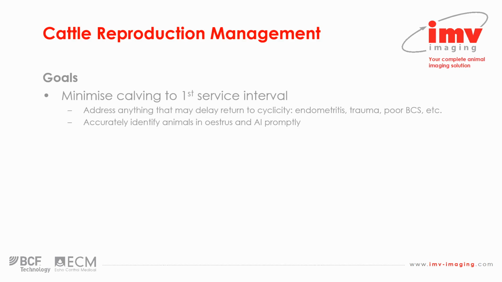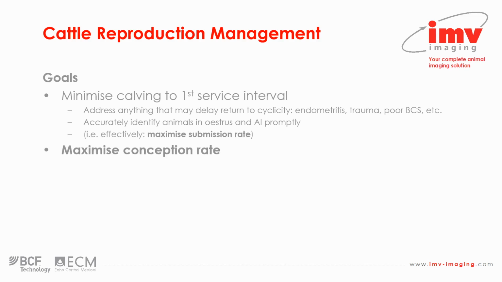I guess key for what I want to talk about today though is we need to identify animals that are in estrus and then serve them, AI them promptly. So this heat detection, estrus detection is key. The upshot of what we're doing here, in terms of minimising calving to first service interval, is maximising that submission rate. So where we had our formula earlier on of pregnancy rate is equal to submission rate multiplied by conception rate, then minimising our calving to first service interval is essentially going to end up maximising our submission rate. That's what we're really looking to do.